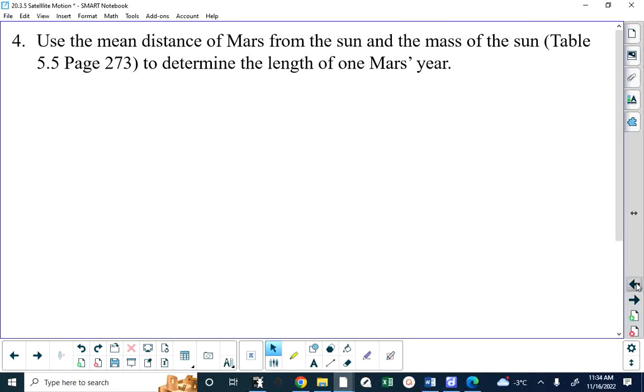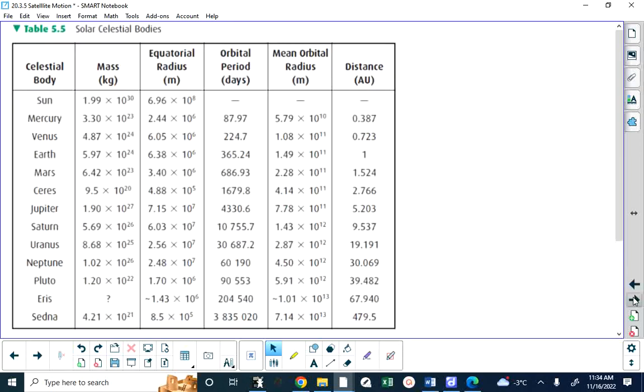Let's try to pick up the pace here. Use the mean distance of Mars from the sun and the mass of the sun. And I'm directing you to your textbook. This information is in your textbook, but you don't need to go there. I have it here. We want to determine the length of a Mars year. So if you were to find that table, Mars has an orbital radius, which is the distance between Mars and the sun.